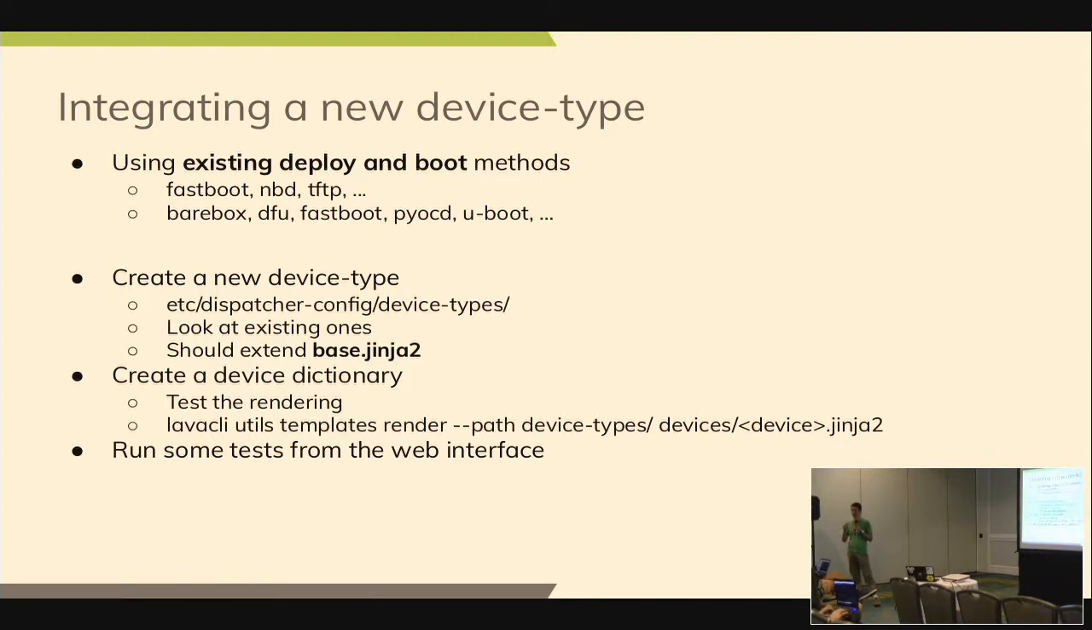You will see that all of them are extending a base template. So try to find a device that is close to the one that you will want to integrate, and it will be more or less just copy pasting and finding the right bit to change in the device type template. And then you can try to add a device dictionary to your device and just run it directly inside your Lava, trying to run a new job with it. This is only if the deploy and boot methods that you need are already supported.